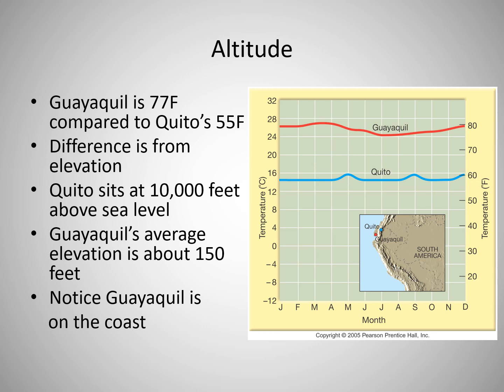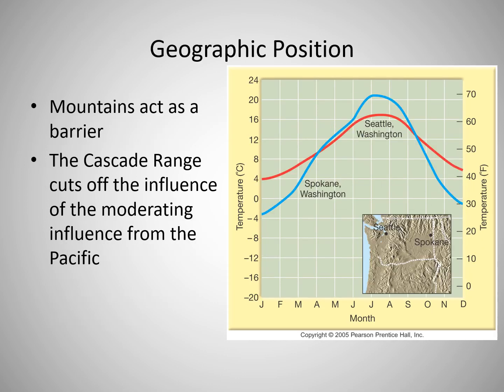So look at their temperature curves. Which one is colder all year long? Quito, because it's up in the Andes Mountains. Which one is warmer? Guayaquil. Notice that both curves are pretty flat. Why is that? It may not be so obvious in this image, so it's kind of an unfair question, but some of you are going to get it right anyway. They are close to the equator.